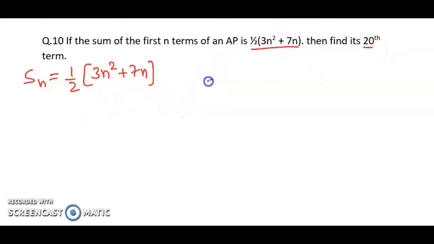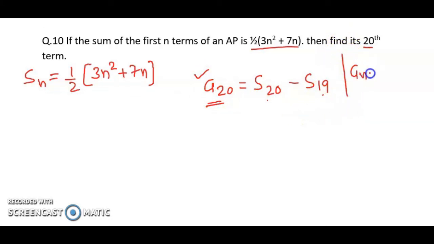So in the previous lecture we have seen such type of question. To find out the 20th term, here Sn is given. So if you find out the sum of first 20 terms and then subtract sum of first 19 terms from this, then we will get the 20th term. The formula is like this: An equal to Sn minus Sn minus 1. Here we can use this formula. A20 will be equal to S20 minus S19.